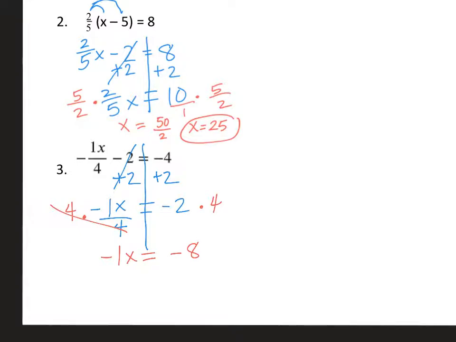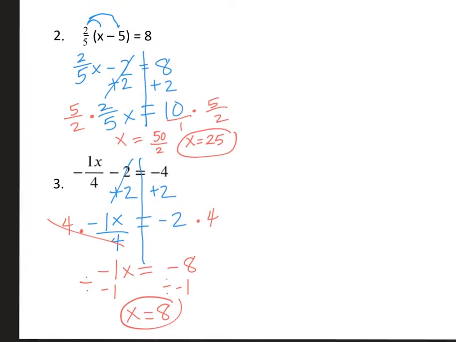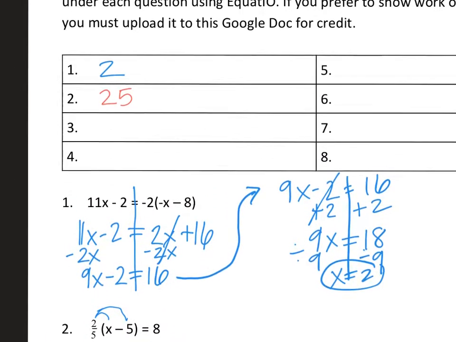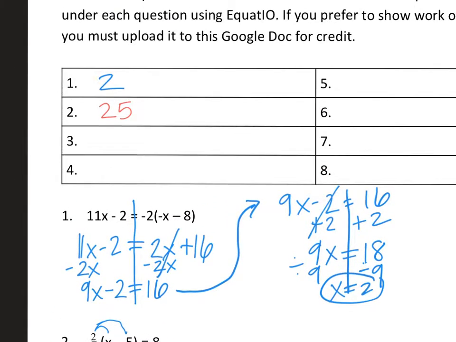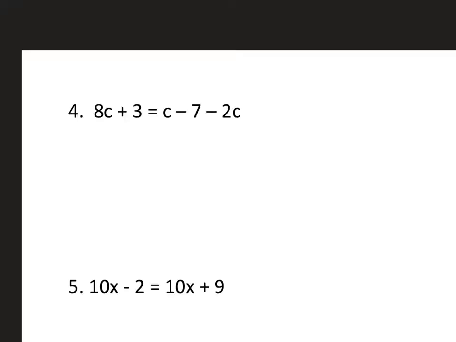I want to make sure that I just have x, not negative x. So if I divide by negative 1 on both sides, then my answer is x equals positive 8. And so let's make sure that we go up to the top and write in our answer of positive 8 next to number 3. So now we are on to the back.